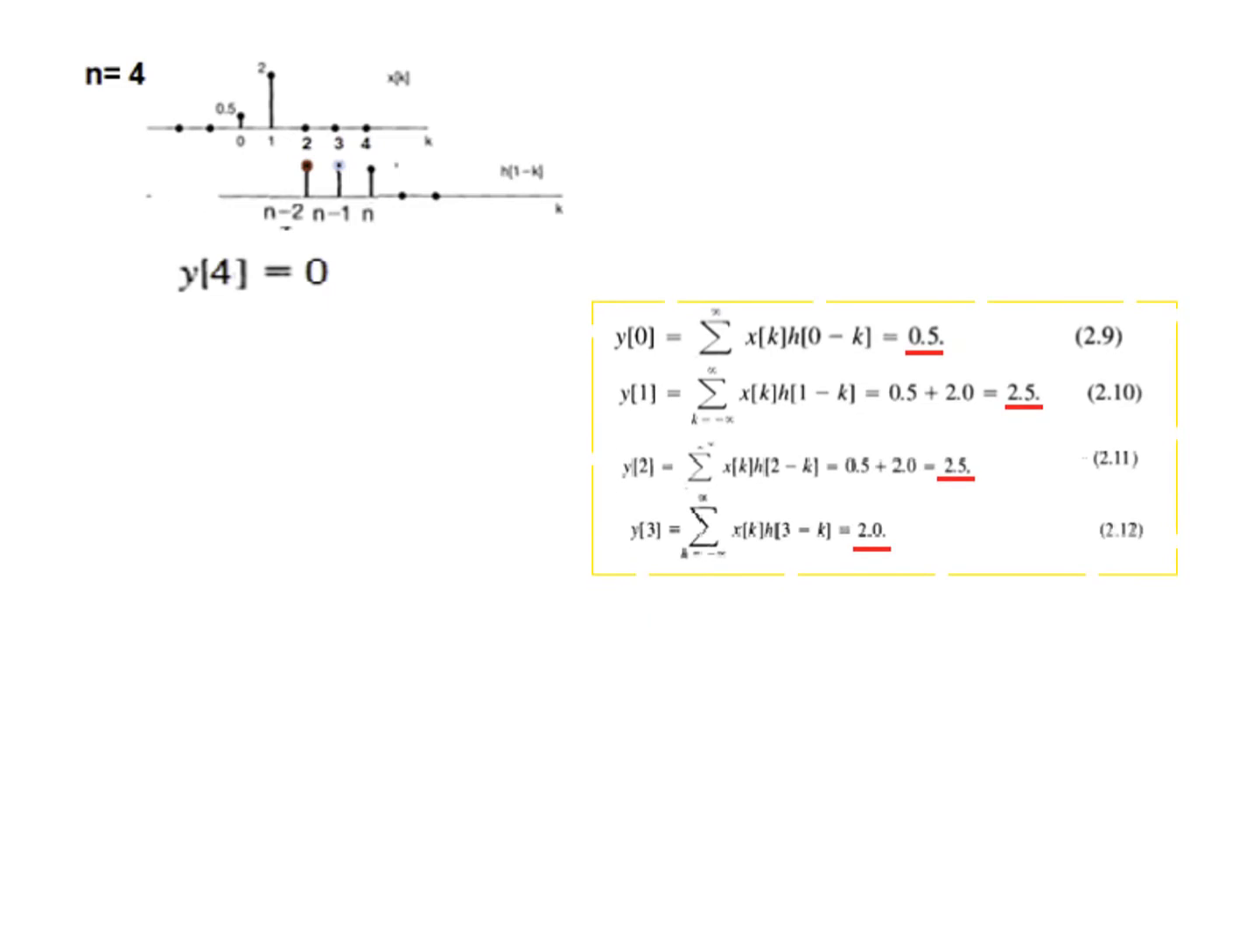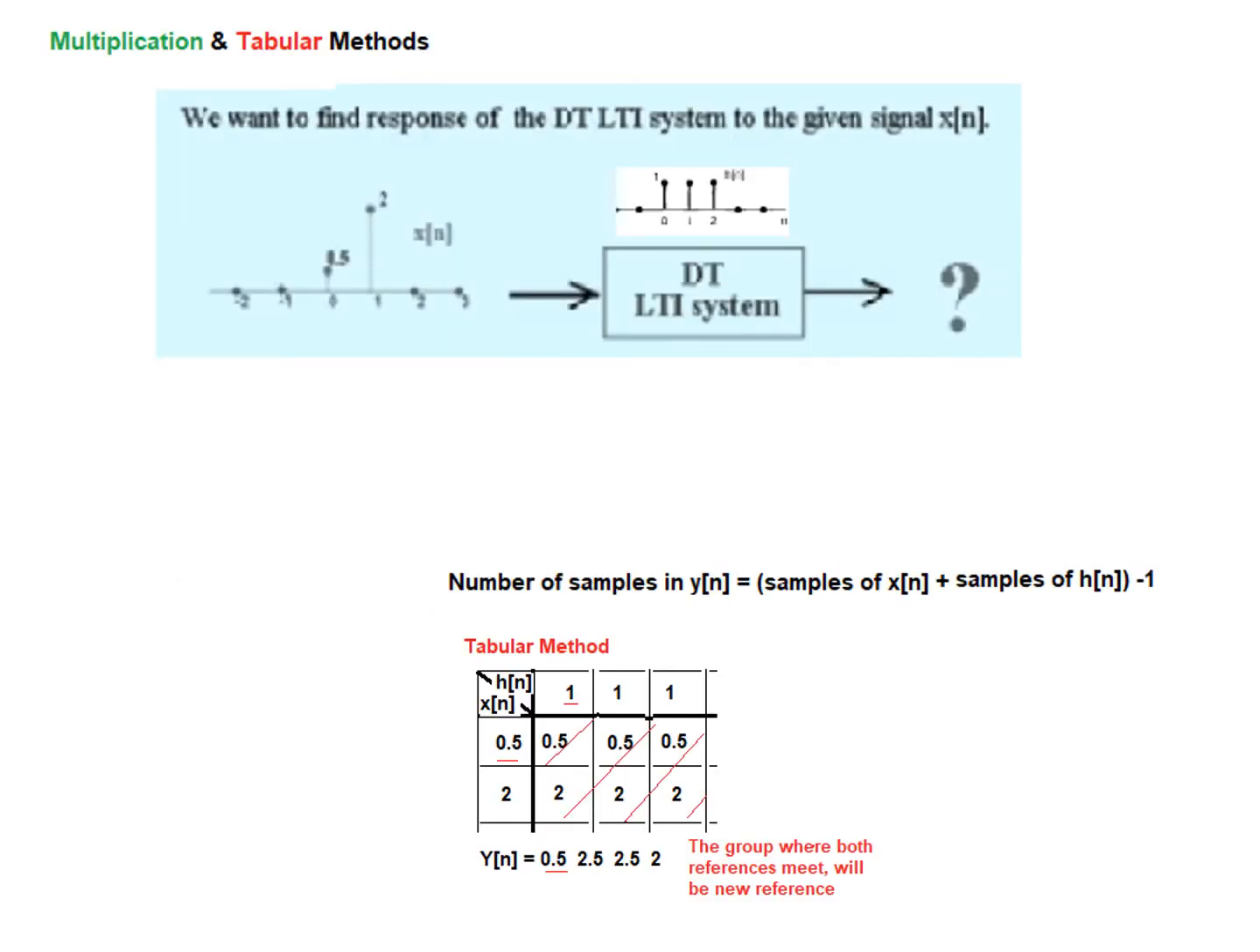Okay, so the net result we can see here is that y0 was 0.5, y1 was 2.5, y2 2.5 and y3 2.5, and so we can plot the signal as shown here. So this is how we solve the problems of convolution, and this is basically a graphical technique. We'll have some simple techniques as well.